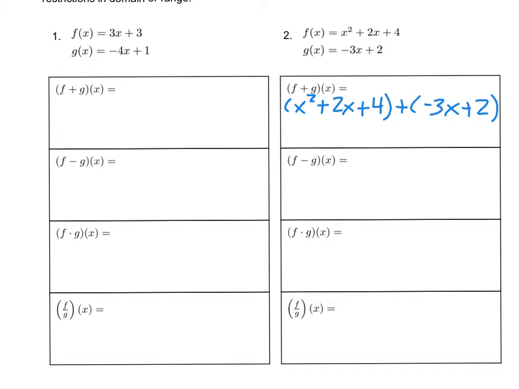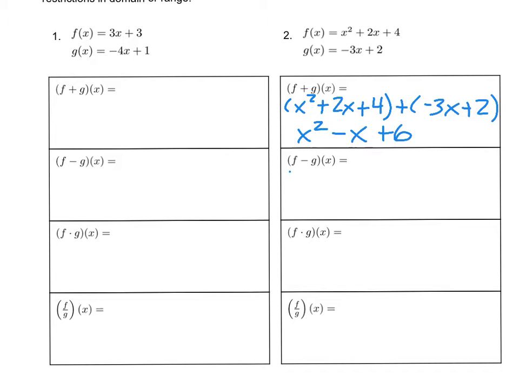So the parentheses don't really need to be there. We're just going to remove the parentheses and combine like terms. 2x minus 3x is negative x, and 4 plus 2 is 6.